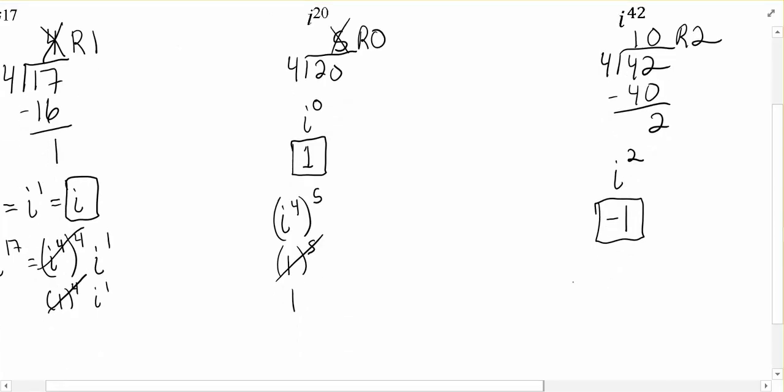And again, the reason this works, i to the 42nd would be the same thing as i to the 4th raised to the 10th times i squared. That'd give me 40 plus 2. i to the 4th is 1. 1 to the 10th is 1. So all that I'm left with is the i squared, which is negative 1.